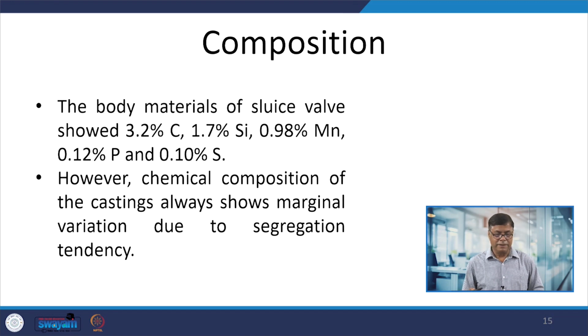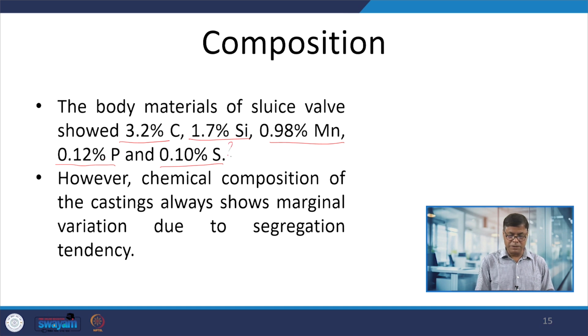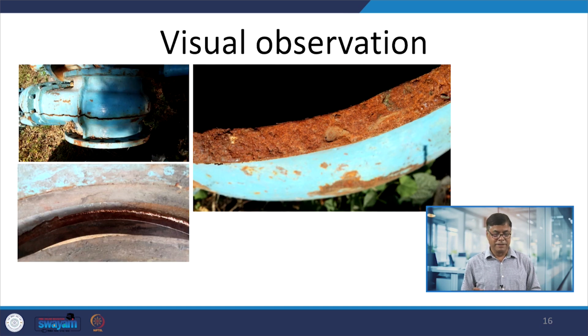Then the composition was cross checked, and the composition of the sluice wall material was found to be 3.2% carbon, 1.7% silicon, 0.98 manganese, 0.1 sulfur, and 0.12 phosphorus. These are a little higher than the usually accepted ones. The chemical composition of castings always shows marginal variation due to the segregation tendency, because that is a typical feature of cast irons.